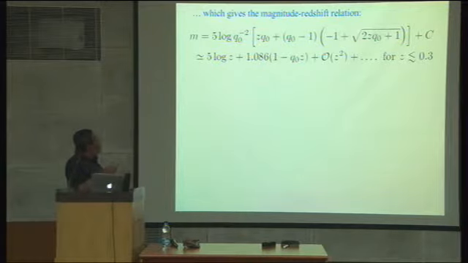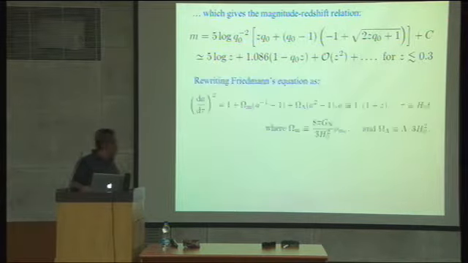So this gives me the magnitude-redshift relation. If I take minus 2.5 log of L by L naught on both sides, I get the magnitude in terms of the deceleration parameter. So this expansion is okay for small redshifts. For higher redshifts, you have to actually calculate the integral, which is straightforward.